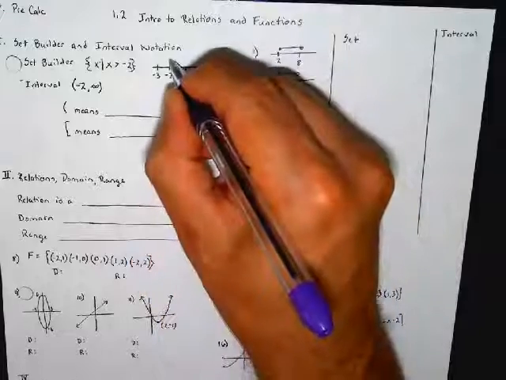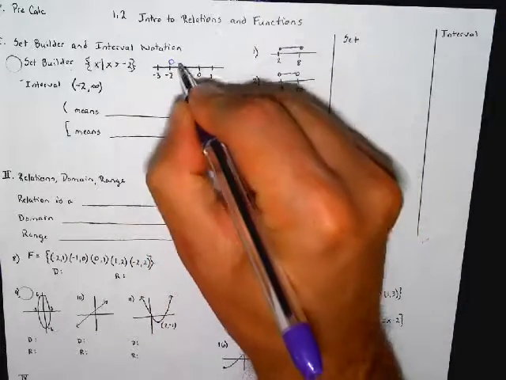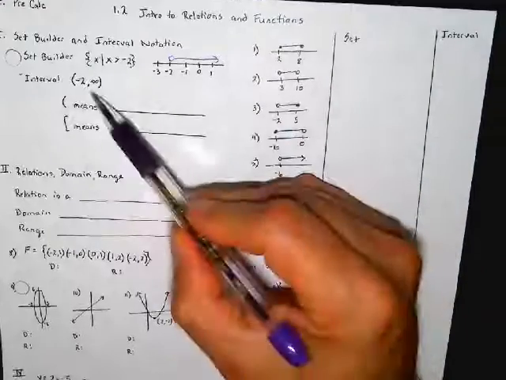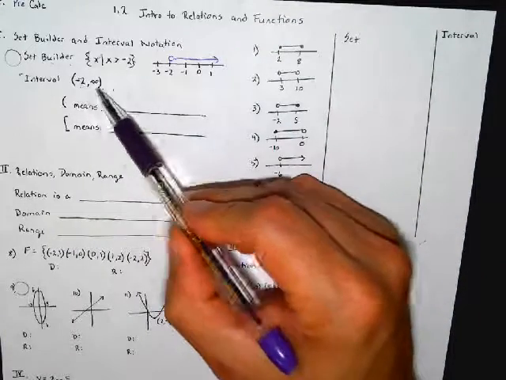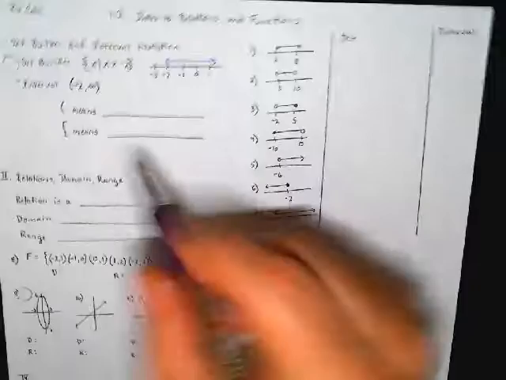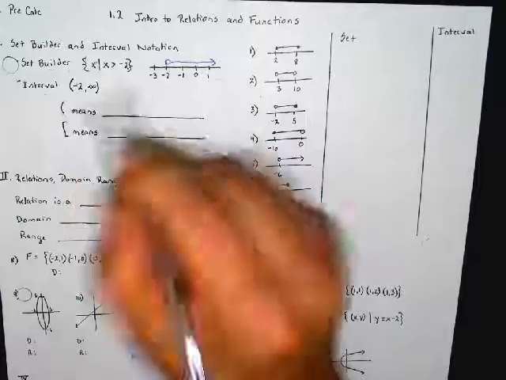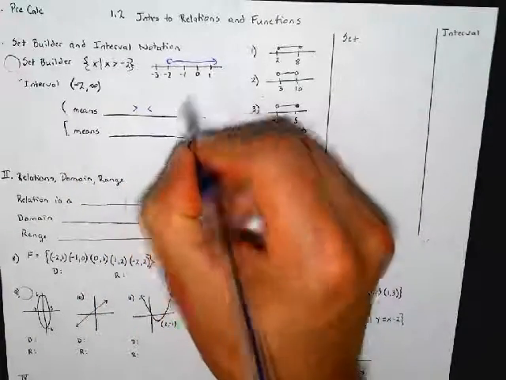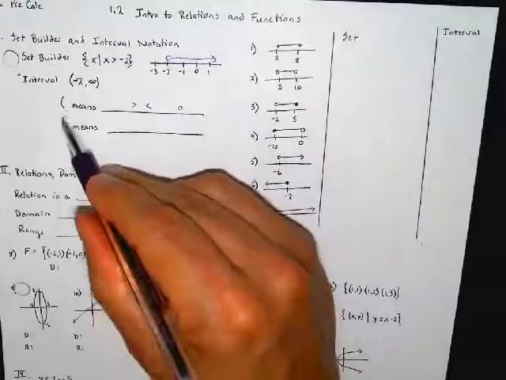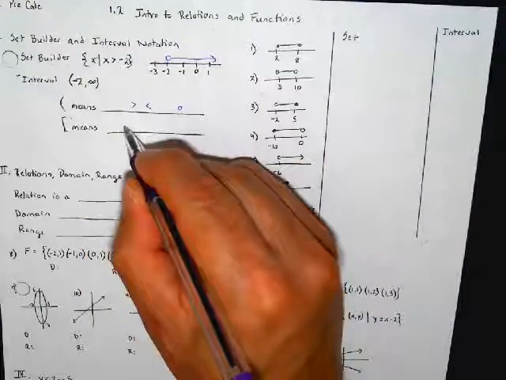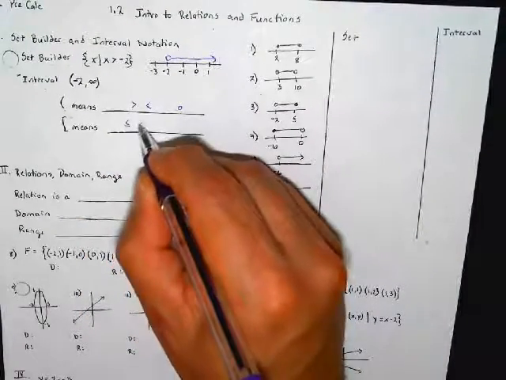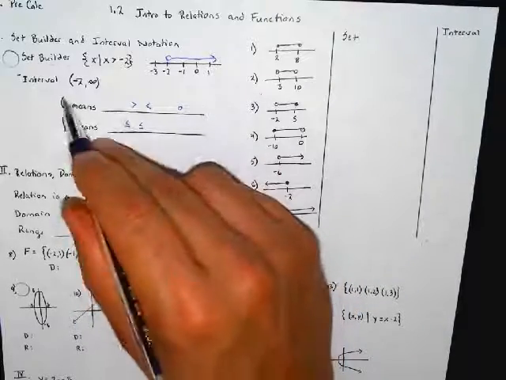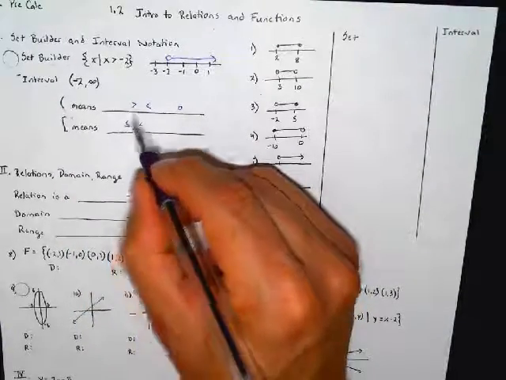So -2, it's not or equal to, so it's an open circle. And these here are the numbers that are greater than -2. Another way to say that is this. Okay, in interval notation, we use this bracket for this and this. Whenever we have the open circle, we're going to use the parenthesis, and we use the bracket when it is or equal to. So, bracket versus parenthesis, the equal to versus not equal to.